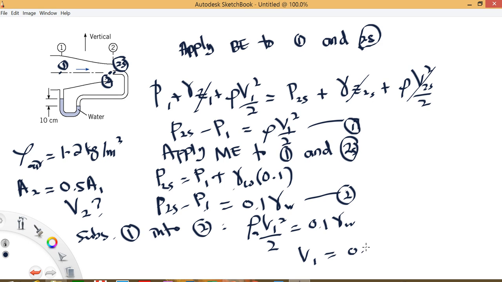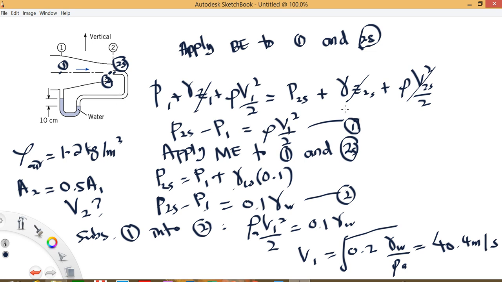So 0.2 times gamma water over rho air. So gamma water, you take 9810, rho air, you take 1.2, it is given. So what will you get? So 0.2 times 9810, you divide by 1.2, then square root. So you should get this as 40.4. So basically, this is V1, but we want V2, right?